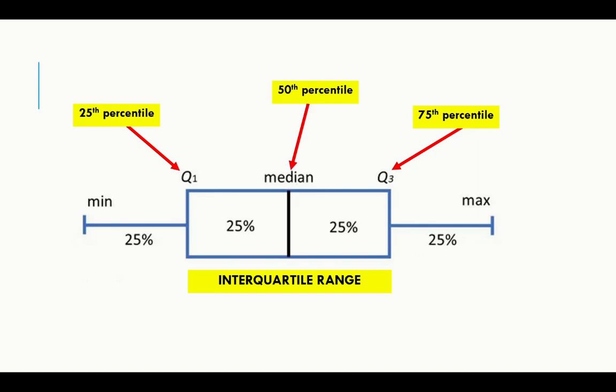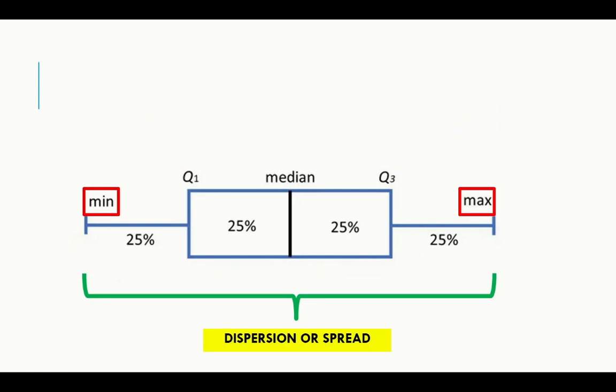Now remember, that median is the 50th percentile. So if I say median, you need to be thinking, oh, okay, that's the 50th percentile. Now, one cool thing about the box plot is that it gives us an idea of the dispersion or spread of the data because it goes from the min to the max.